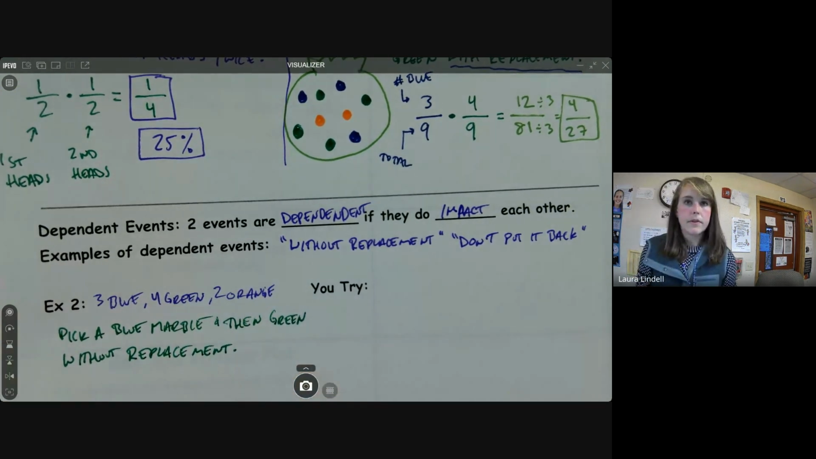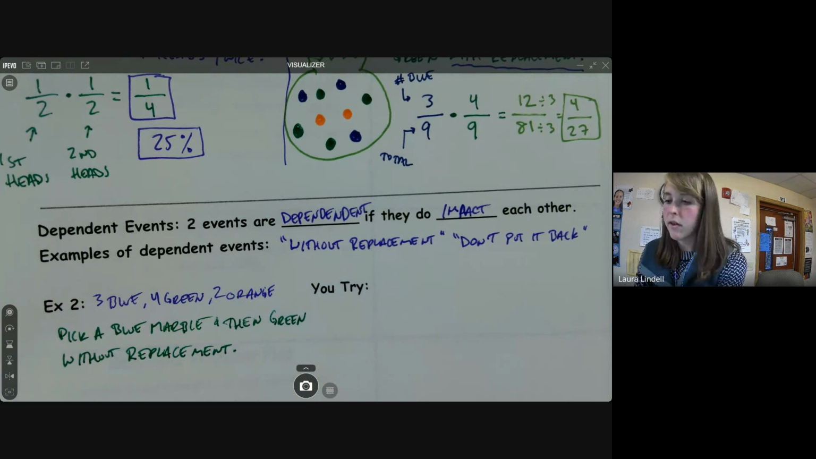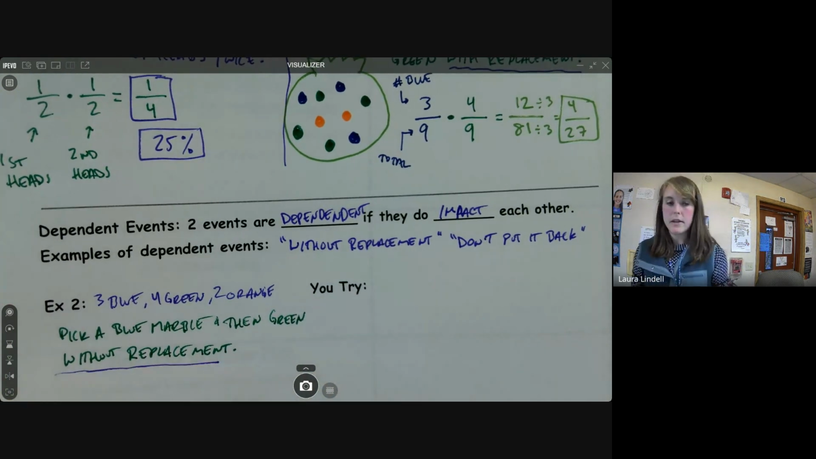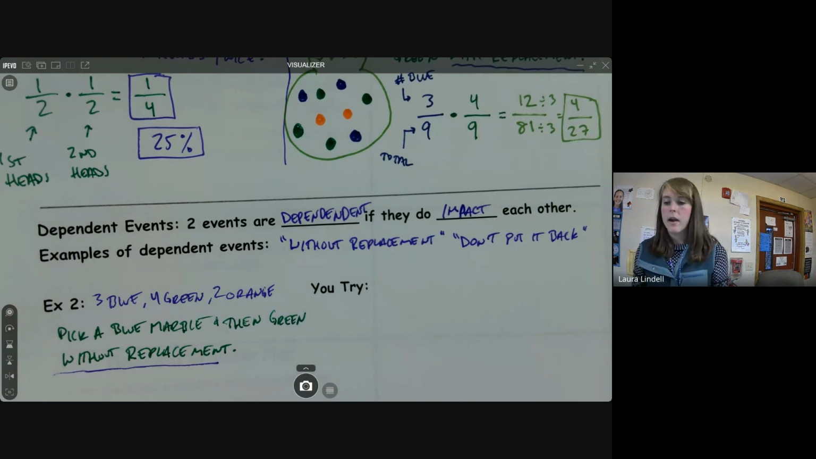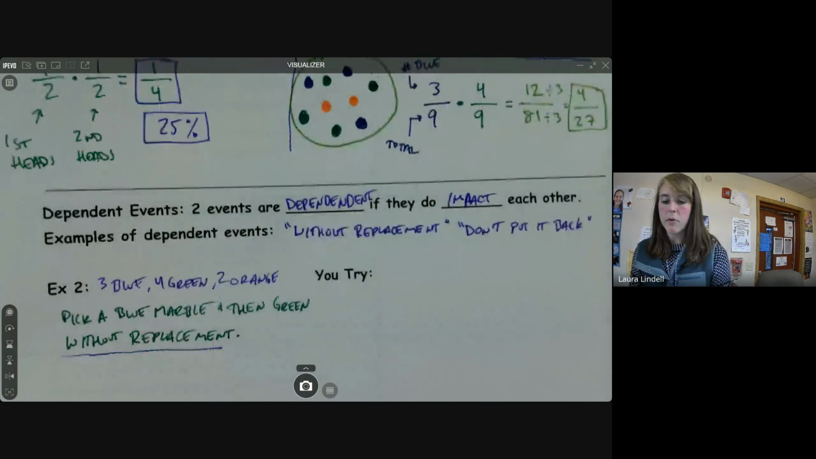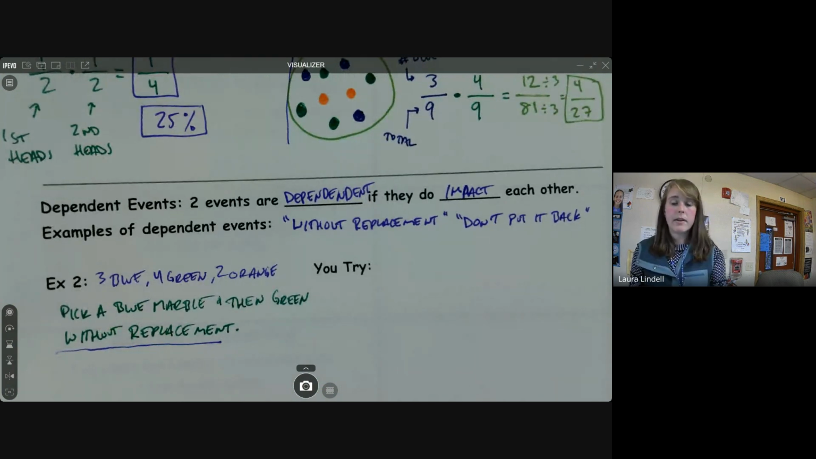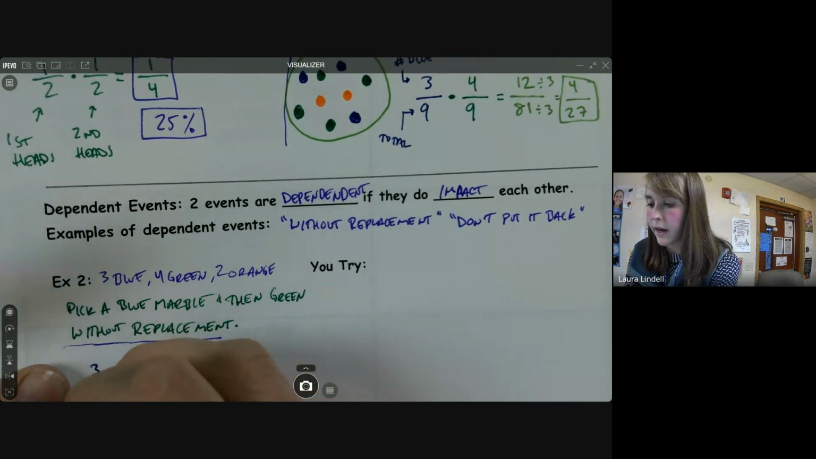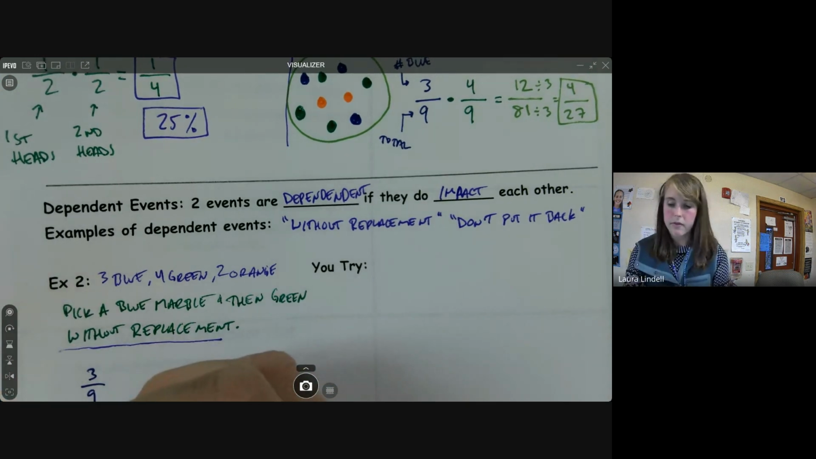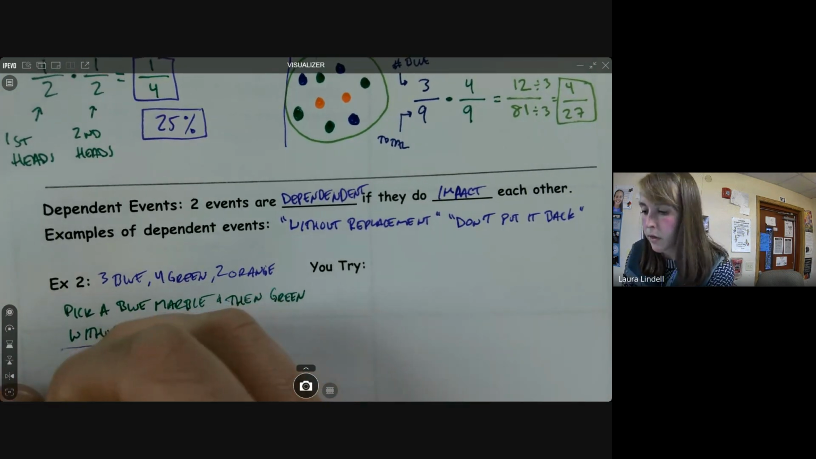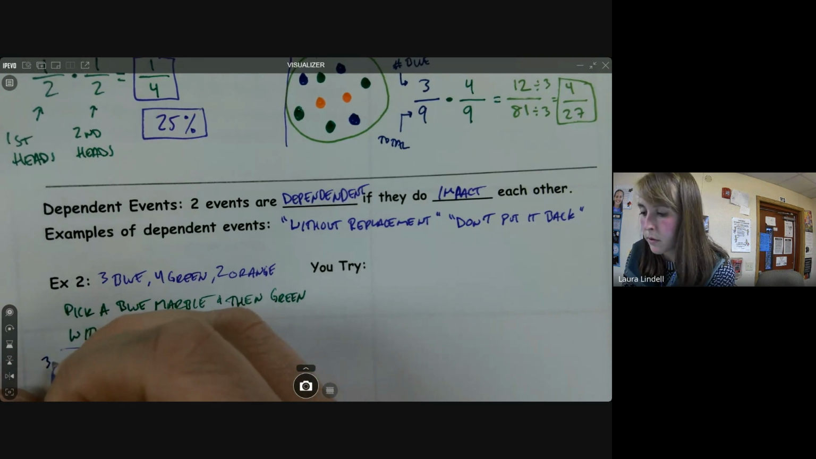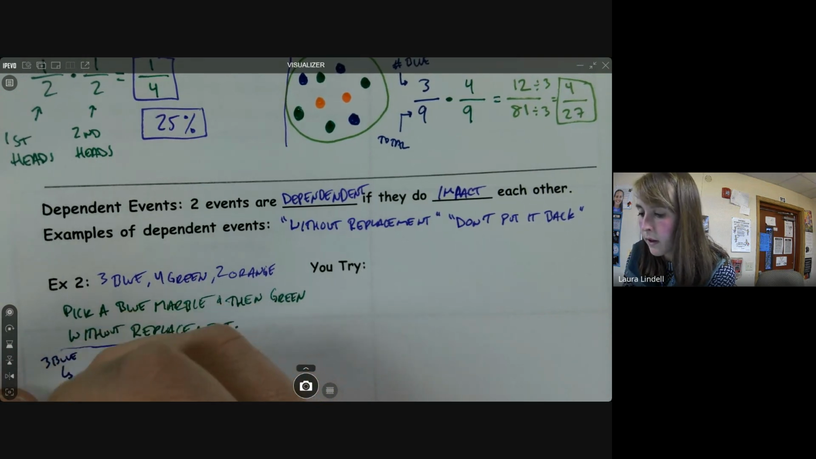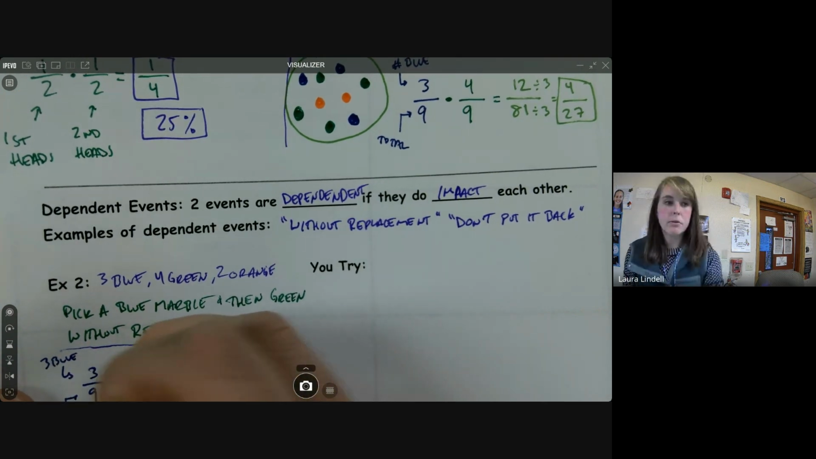All right. So anytime we see those words without replacement, we know we're dealing with dependent events. So the probability of picking the blue marble the first time works the same way. There were 3 blue marbles. There were 9 total. 3 over 9 is still the probability of the blue marbles. There were 3 blue, 9 total. But now I've picked a blue marble out.